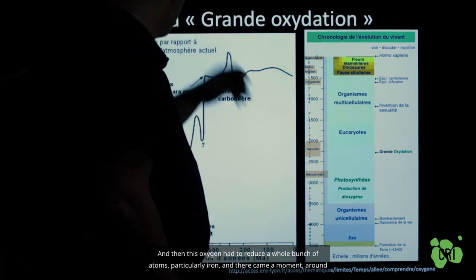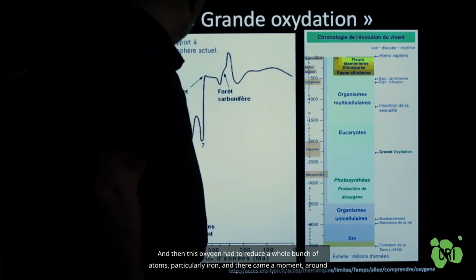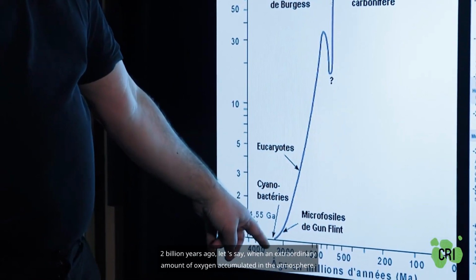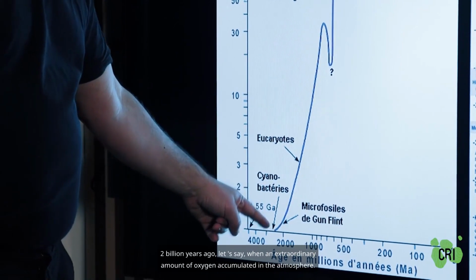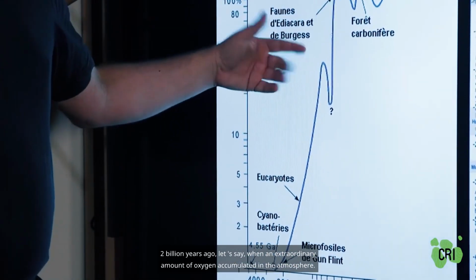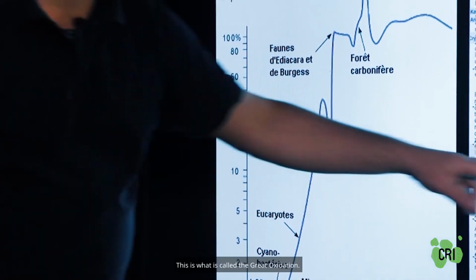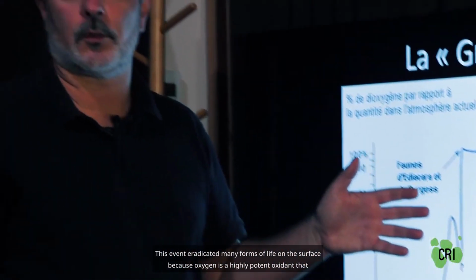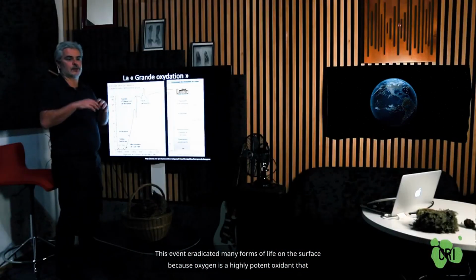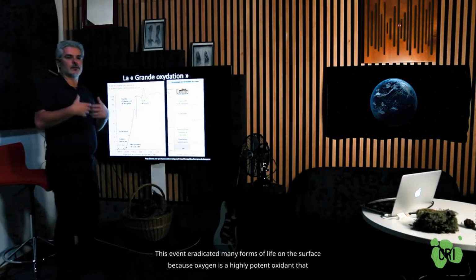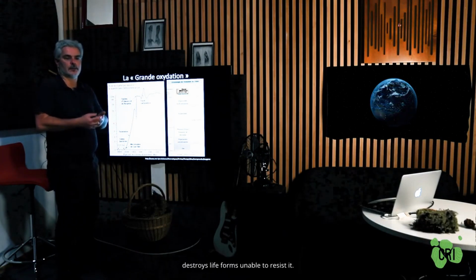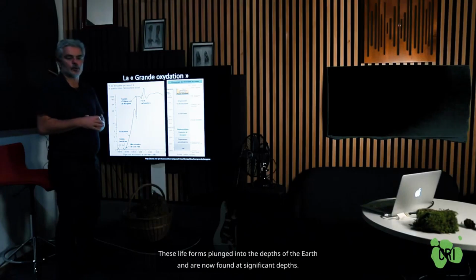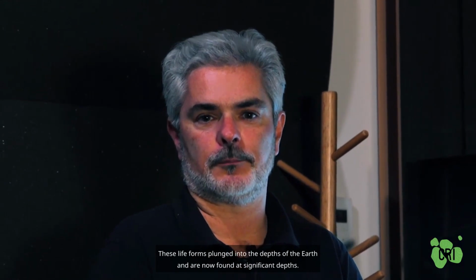And then this oxygen had to reduce a whole bunch of atoms, particularly iron, and there came a moment around 2 billion years ago, let's say, when an extraordinary amount of oxygen accumulated in the atmosphere. This is what is called the Great Oxidation. This event eradicated many forms of life on the surface because oxygen is a highly potent oxidant that destroys life forms unable to resist it. These life forms plunged into the depths of the earth and are now found at significant depths.